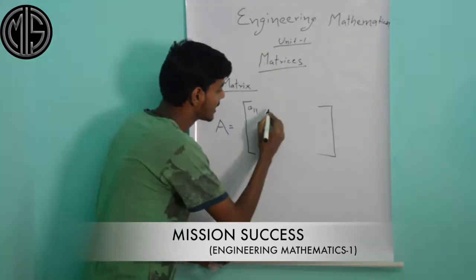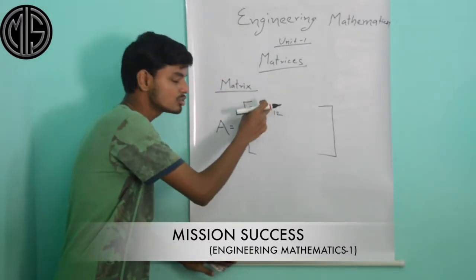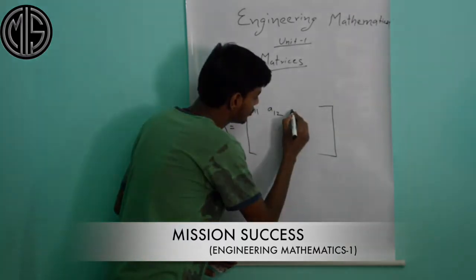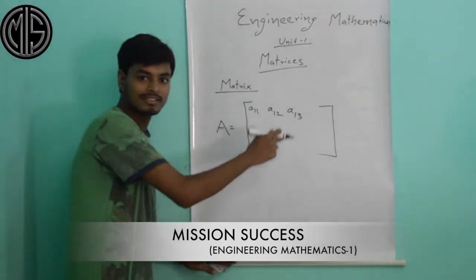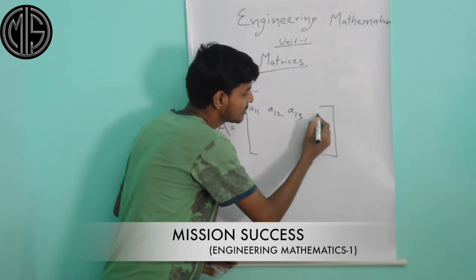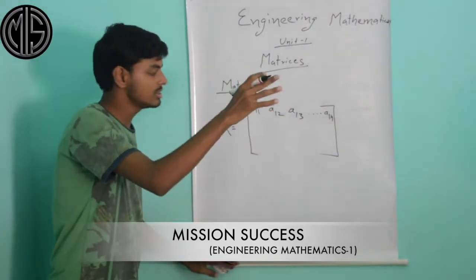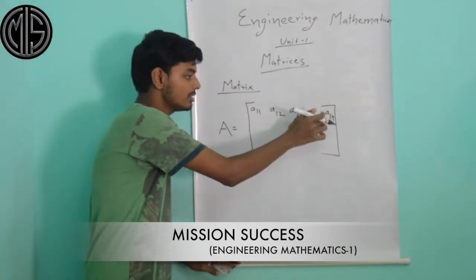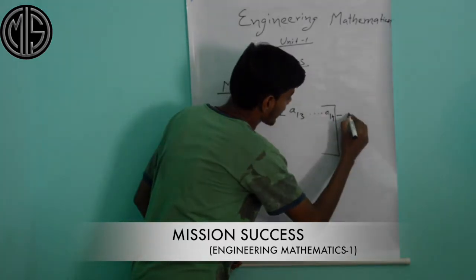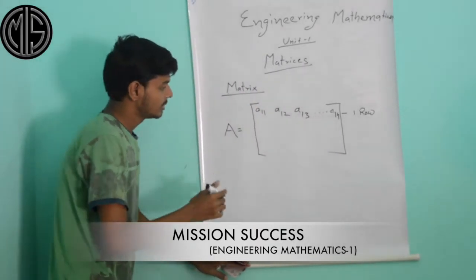Now see, A12 means this element is situated in the first row and second column. Now A13, this element is situated in the first row and third column. Like this, A1n, where n means infinity. This is the first row element which is situated in the nth column. First row.